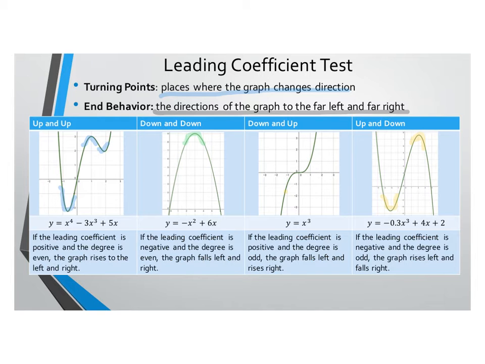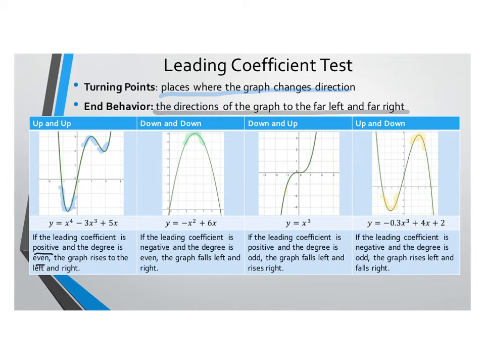So for example, I have the end behavior up and up if my leading coefficient is positive and the degree is even. That means our graph rises to the right and to the left. So notice we have x to the fourth. If my degree is even and the leading coefficient is positive, we can say up left, up right. We can say rises left, rises right.